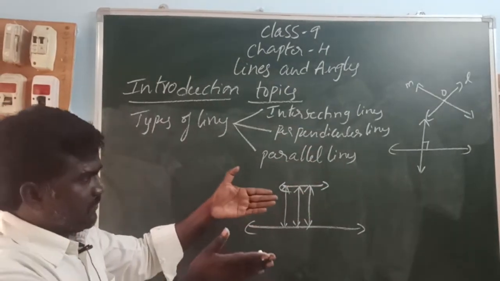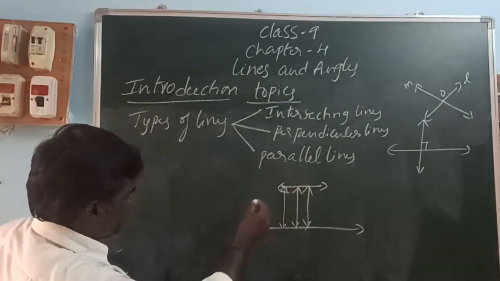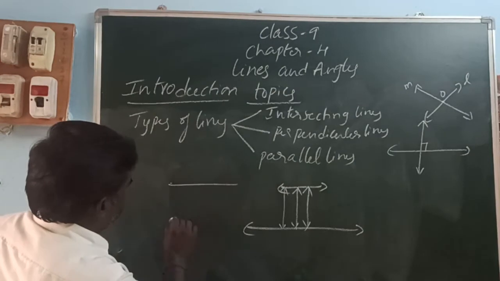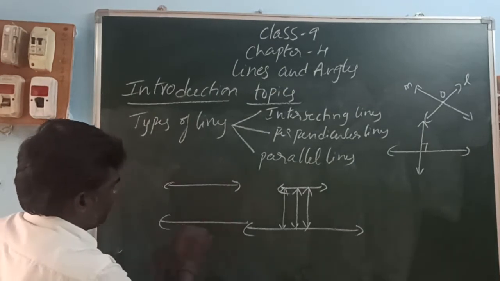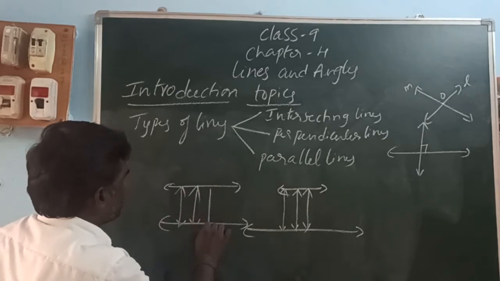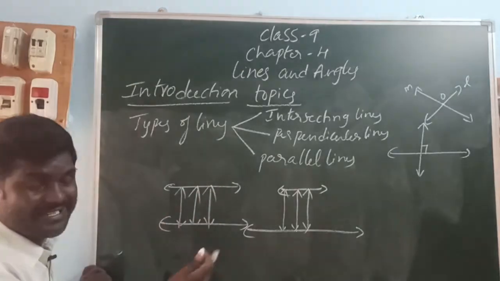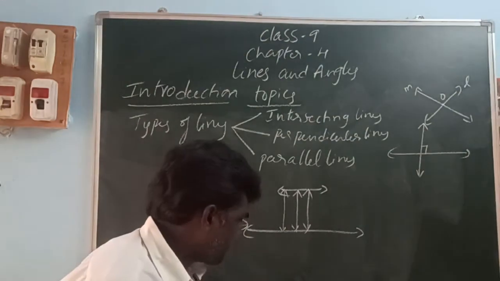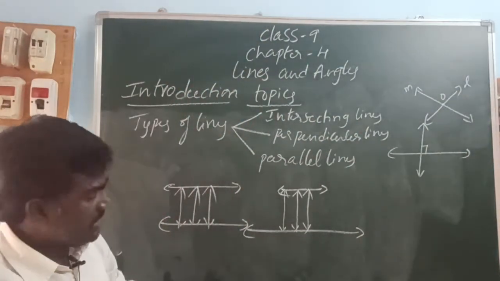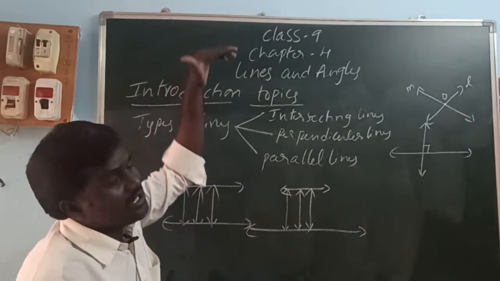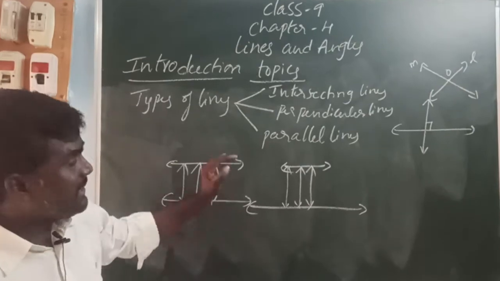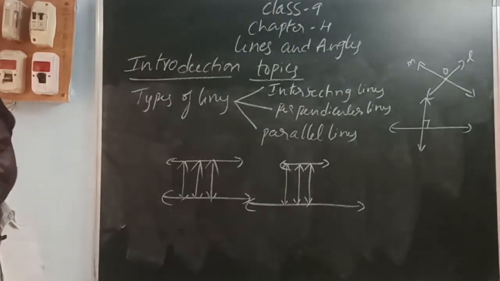Example, train tracks. The distance between the two lines is the same. These lines are called parallel lines. They do not intersect anywhere. Suppose this is one line and this is another line. The distance between these two lines is the same, therefore this line and this line are called parallel lines. Why? Because the distance between the two lines is the same.